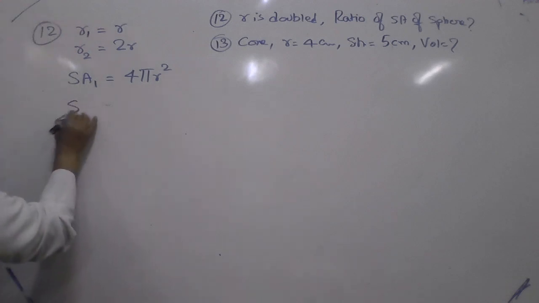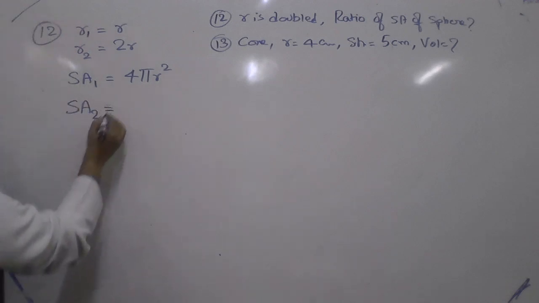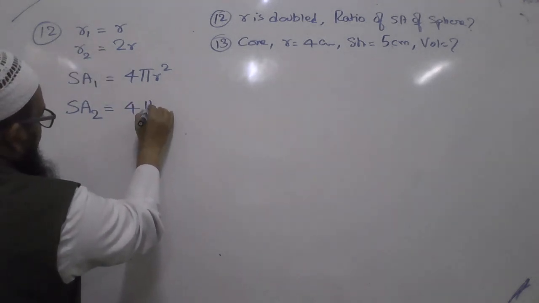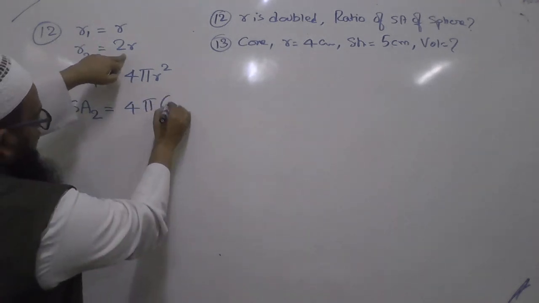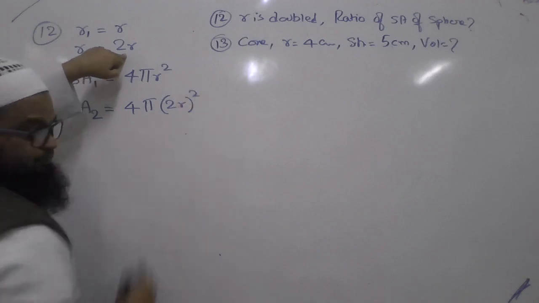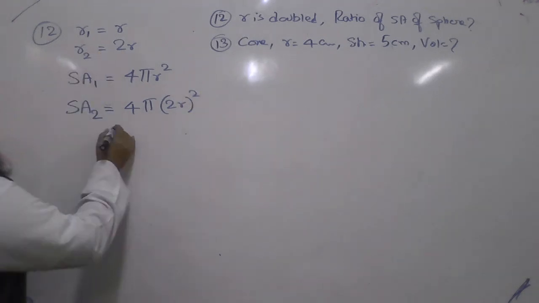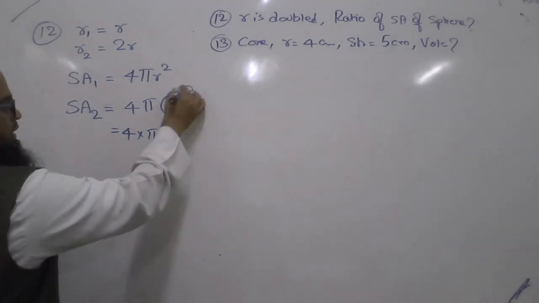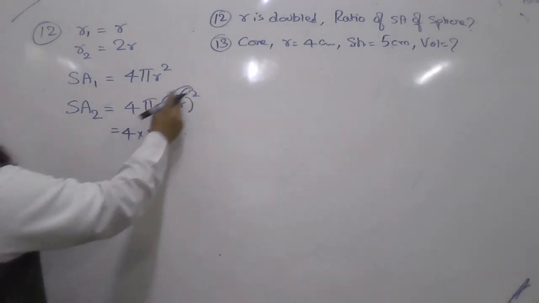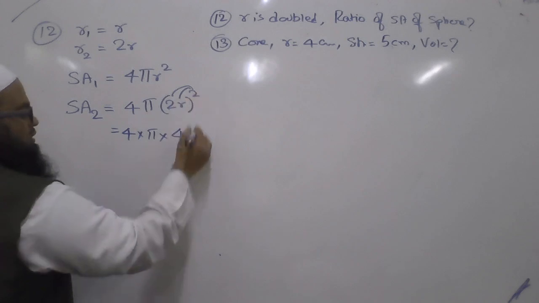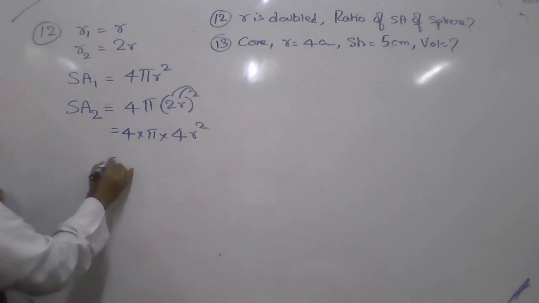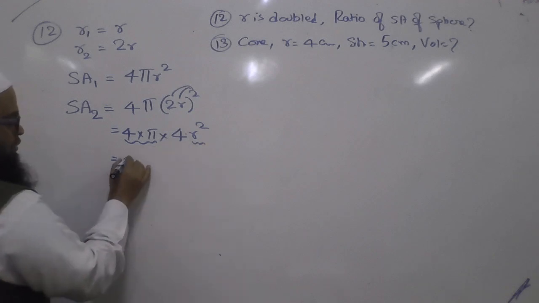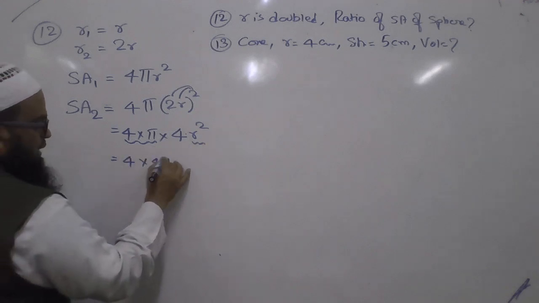So now let us find out surface area of second sphere. It is also 4 pi r square. But in place of r, what should I keep? 2r whole square. 4 pi times (2r) whole square, so that is equal to 4 times pi times 2 square. This square is distributed, right? 2 square is 4 and r square is r square. So I'll not touch this 4 pi and r square. So what is left out? 4 times 4 pi r square.